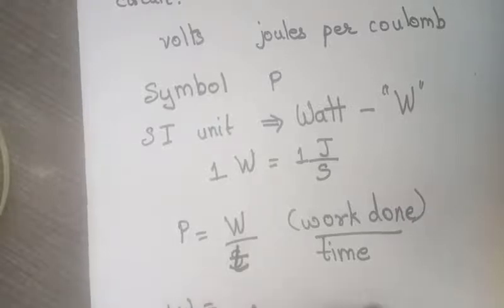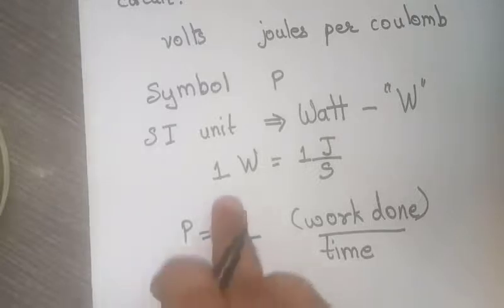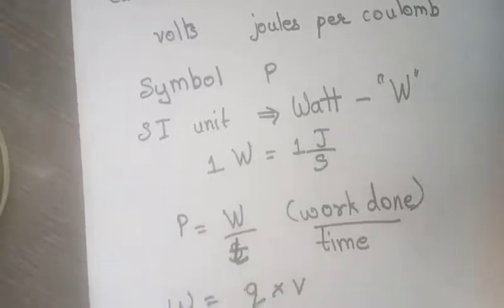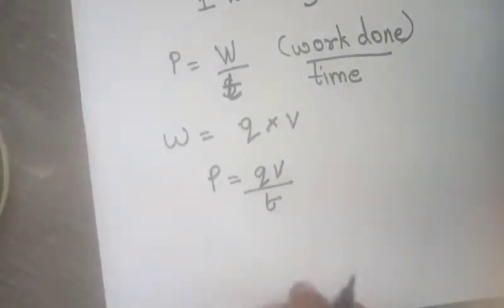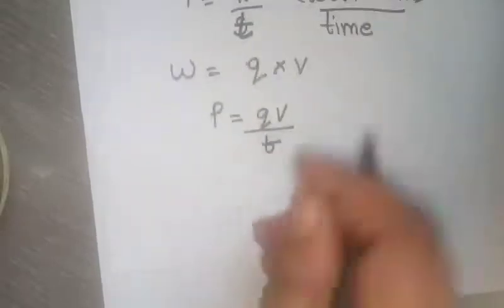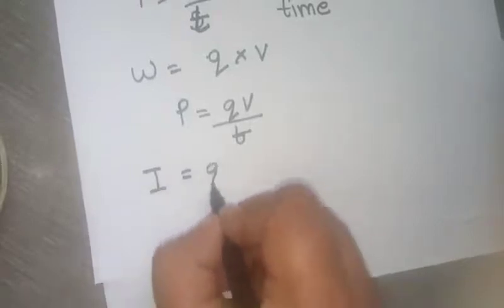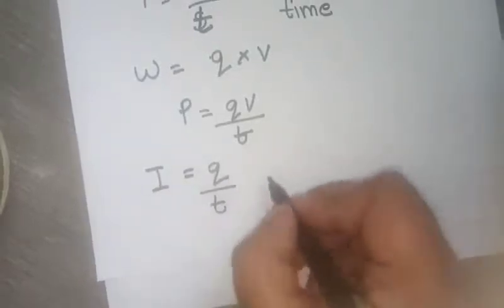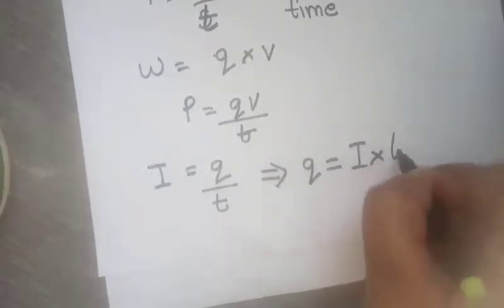Work is equal to charge into potential difference. Now substituting the value of W in the above equation, we get P is equal to QV upon T. Now we know that I is equal to Q upon T, that is, it can be written as Q is equal to I into T.